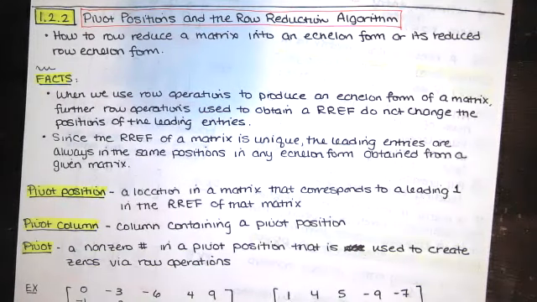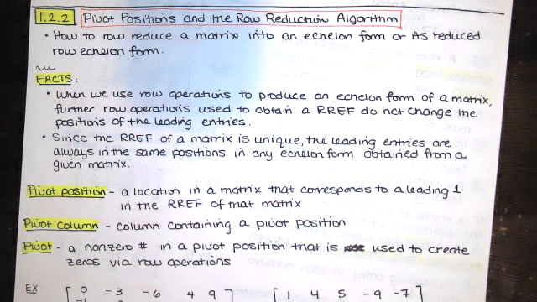In this video, we continue our discussion of echelon form and reduced echelon form with a discussion of pivot positions and the row reduction algorithm. So this video is really about how to take a matrix and row reduce it into its echelon form or its reduced row echelon form. So here are a couple of facts.